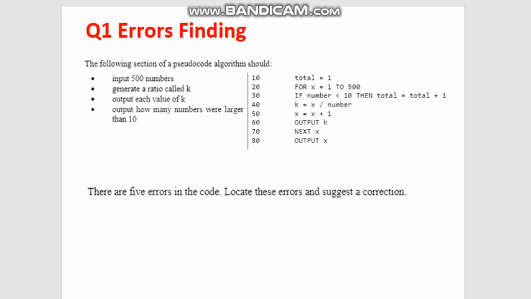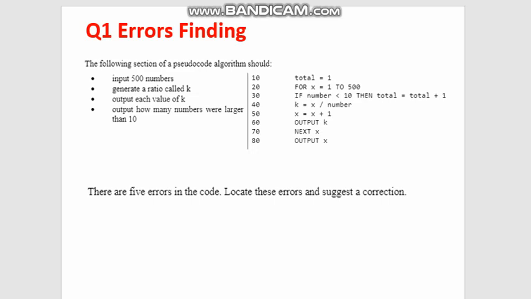Okay, line 45, line 50. Is there any error in line 50? Yes, because the for loop controls the count itself. There is no need to make an increment in a variable x. So we just remove line 50. Okay, moving on to line 60. No error. Line 70, next, and we can write a variable name with next, it's fine.